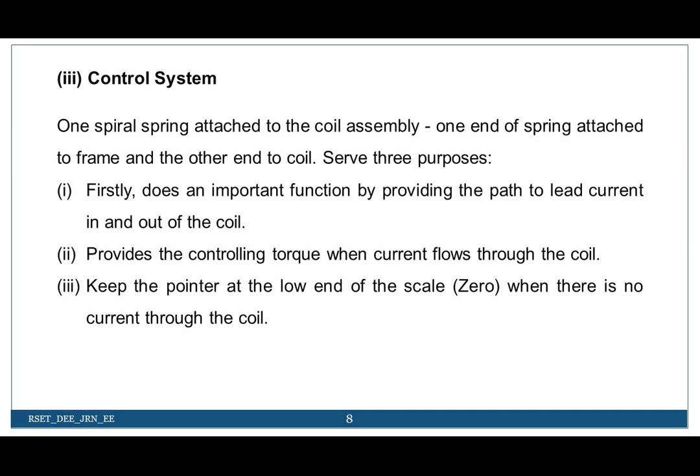Now, the control system is provided by one spiral spring. That spiral spring is attached to the coil assembly, with one end connected to the frame and the other end connected to the coil. It serves three purposes. Firstly, it provides a path to lead current in and out of the coil. It provides a controlling torque when current flows through the coil, and keeps the pointer at the low end of the scale, the 0 position, when there is no current through the coil.